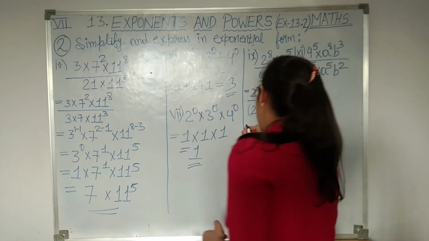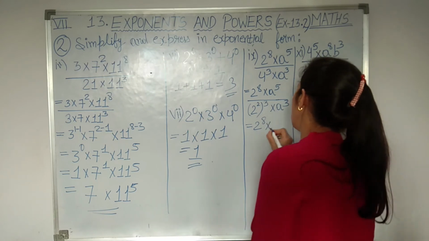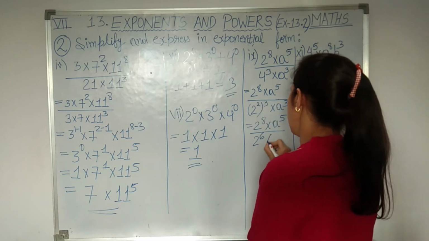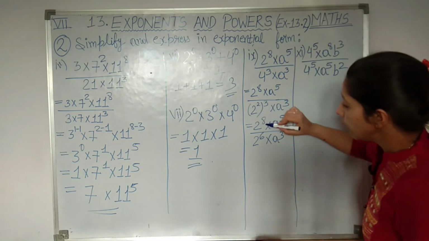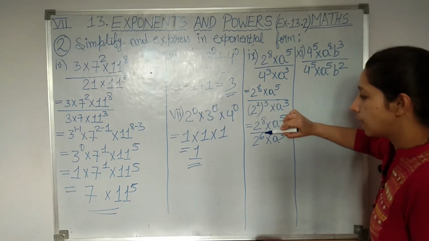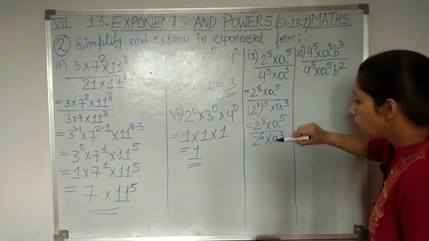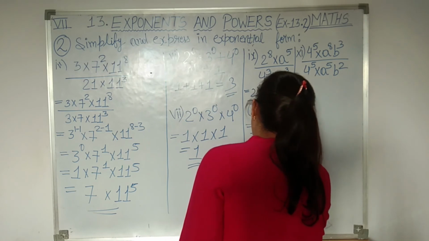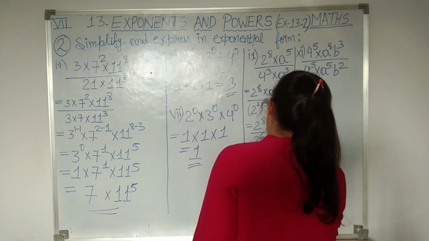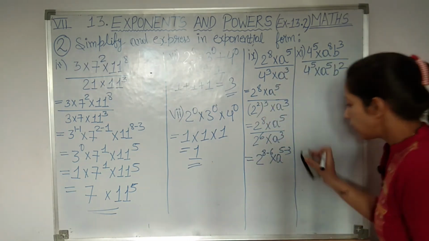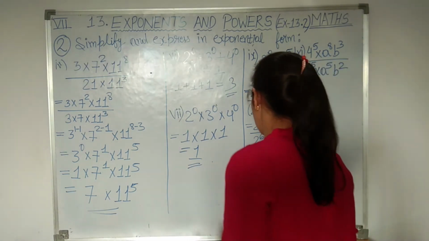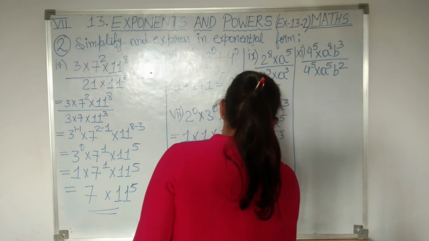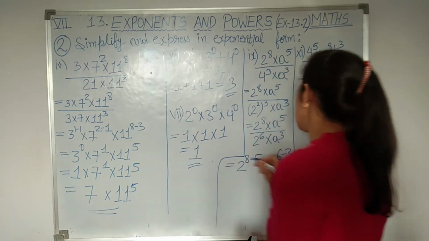Okay. Now 2 raised to the power 8 into a raised to the power 5, and now 2 raised to the 2 3s are 6 into a raised to the power 3. Now you can see 2 and 2 are in division, bases are same, powers are different, so powers we are going to subtract. Here also bases are same, powers are different, so we are going to subtract. So simply I will write it as 2 raised to 8 minus 6 into a raised to 5 minus 3. Let me write little bit bigger.